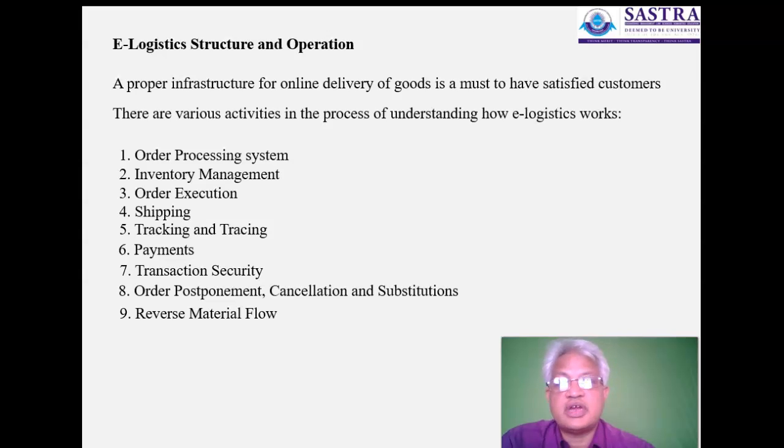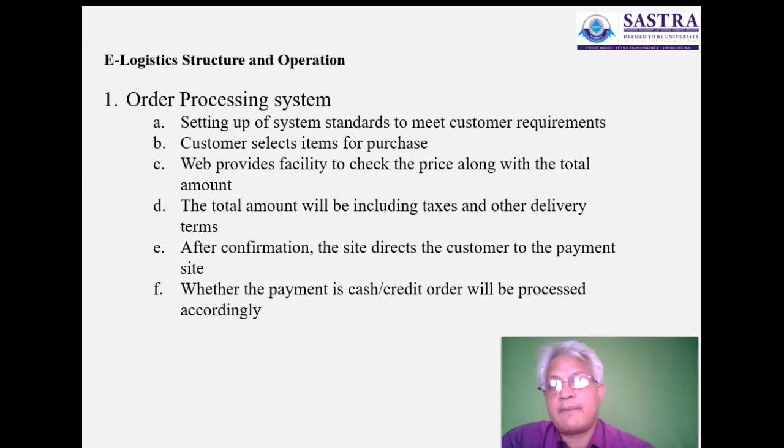So let's start with the order processing system. The order processing system is like a backbone of the entire logistics structure and operations. It plays a very critical role because the system is nothing but the standards set up by the company to cater to customer needs, requirements and dissatisfaction.